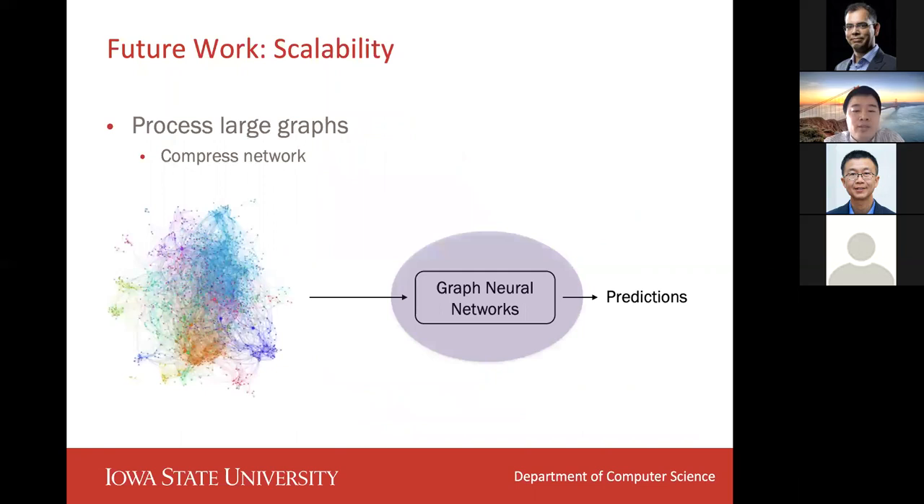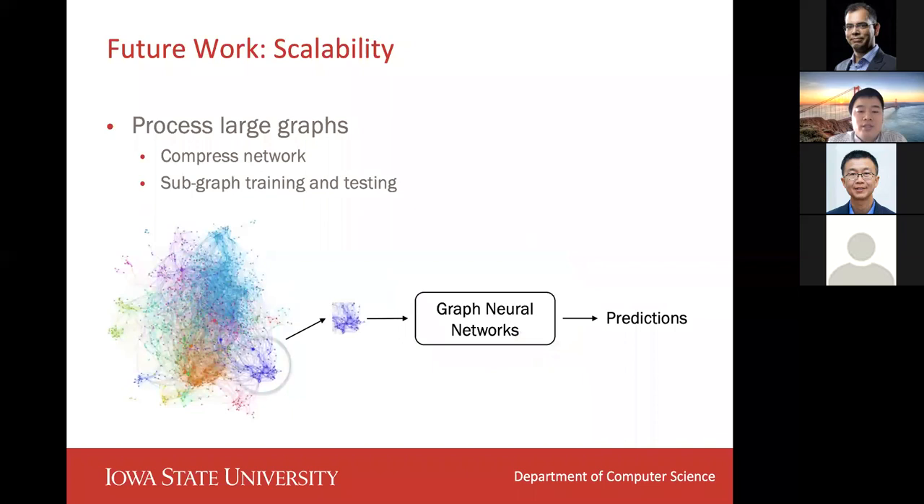To address this problem, we mainly have two directions. The first direction is to compress our model. We want to make our graph neural network as small as possible such that it can process larger graphs. This can somewhat relieve the problem, but it cannot resolve it. So we still need to face a giant graph.